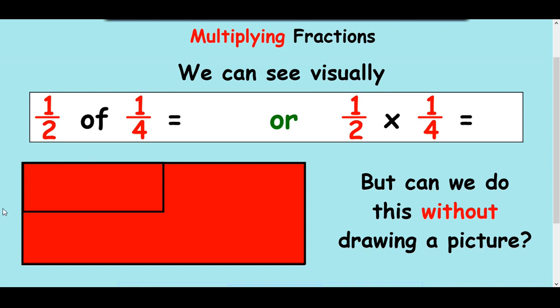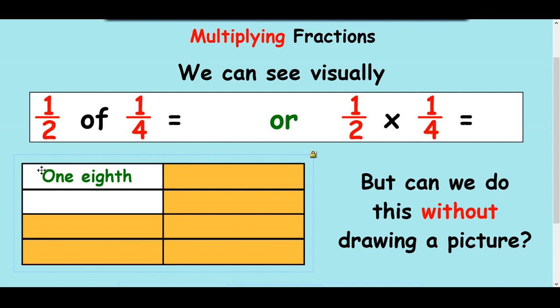I've got a rectangle here and I've got a quarter of it, which is this part here. The reason I know that's a quarter of it is because I'd have 4 of these bits to create the whole. Now I'm going to half that bit there, so you'd put a line right across the middle. In doing that, I can see that in the whole shape, I've ended up with 8 equal sized parts. So half of a quarter is called an eighth.